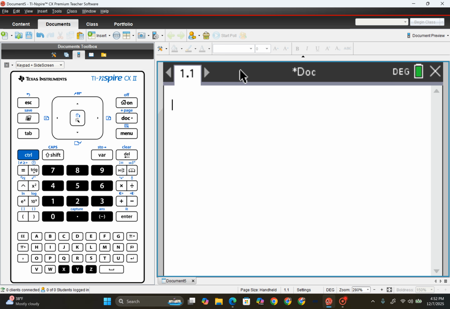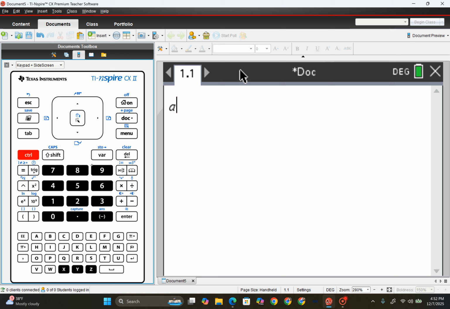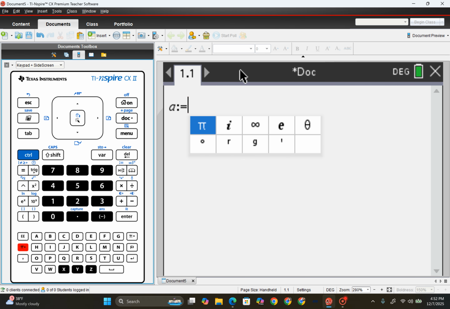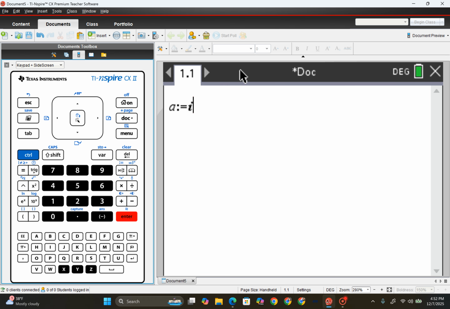So what am I going to do, right? I'm going to do a control, the colon equals, i to the third. So i is where pi is, okay? So I'm going to go over here, i to the third. So now my calculator knows that a is i to the third.